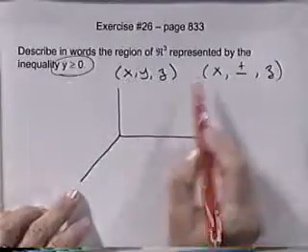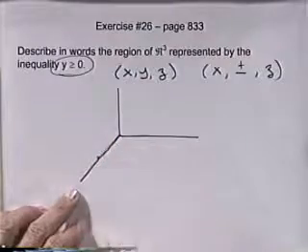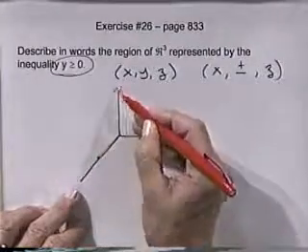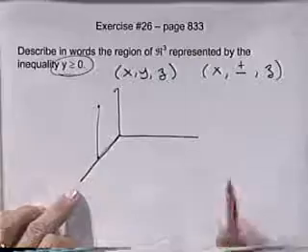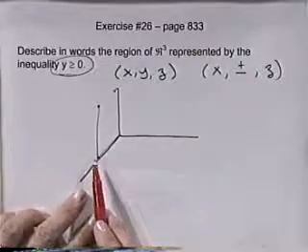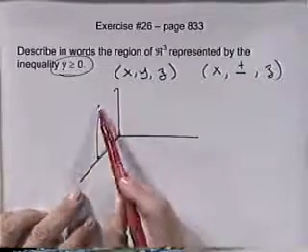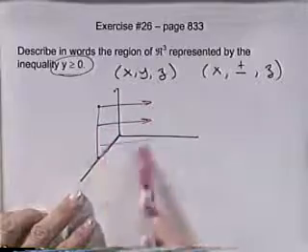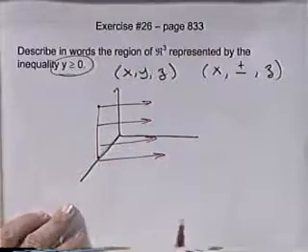Notice to get your x coordinate, you go over x something. To get your z, you go parallel to the z-axis, up z something. But if y is positive, in which direction do we have to go? We have to go to the right.